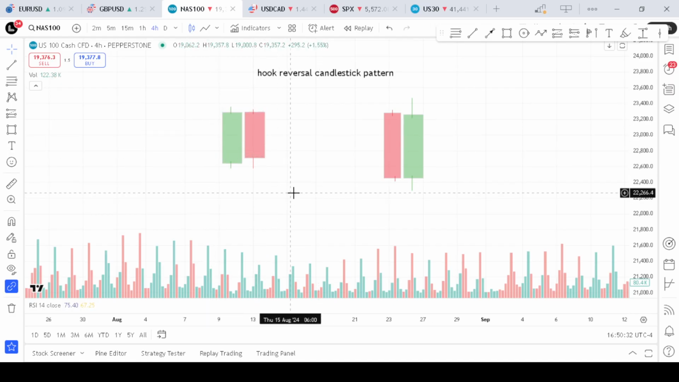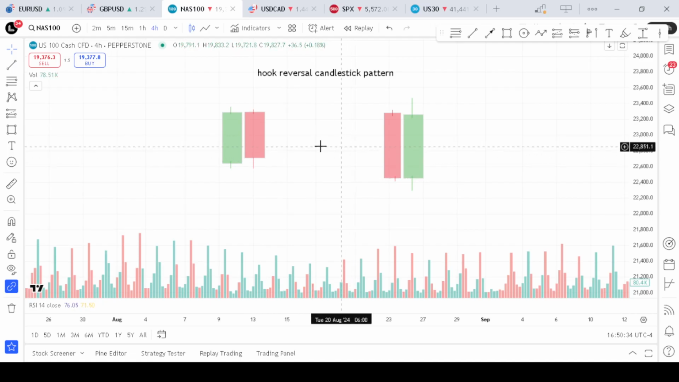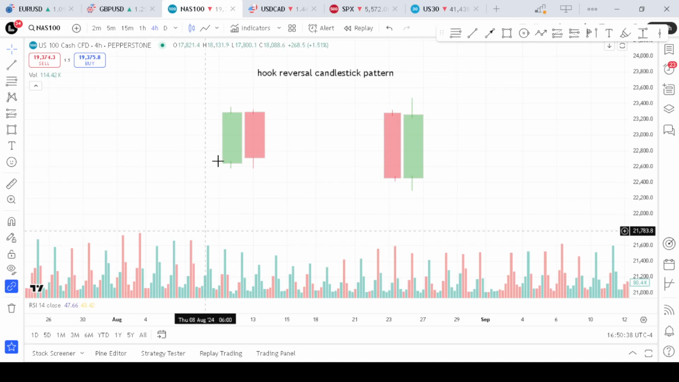Now let's look at some key characteristics of this pattern. The first candle aligns with the prevailing trend. Assuming the market is in a bullish trend, this first candle aligns with the trend of the market, showing that it is in a bullish scenario. This pattern is for the bullish setup, the bullish hook reversal.